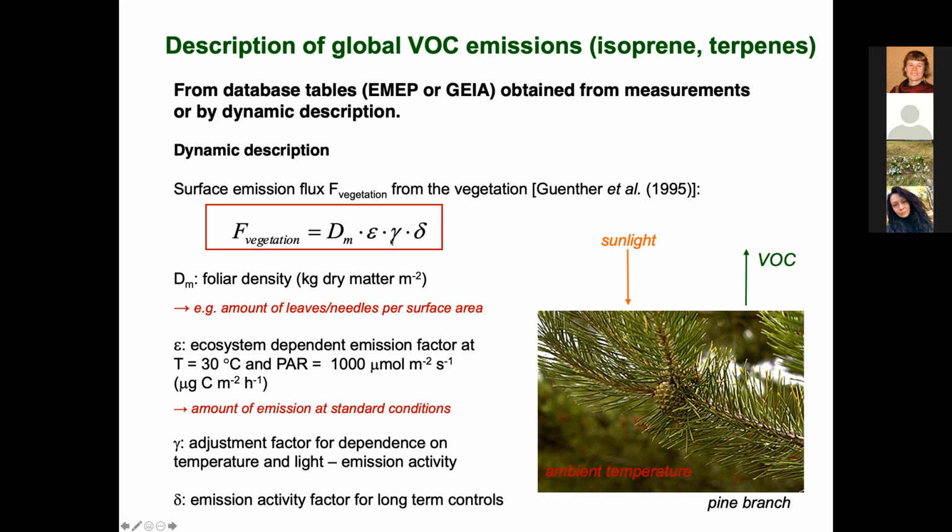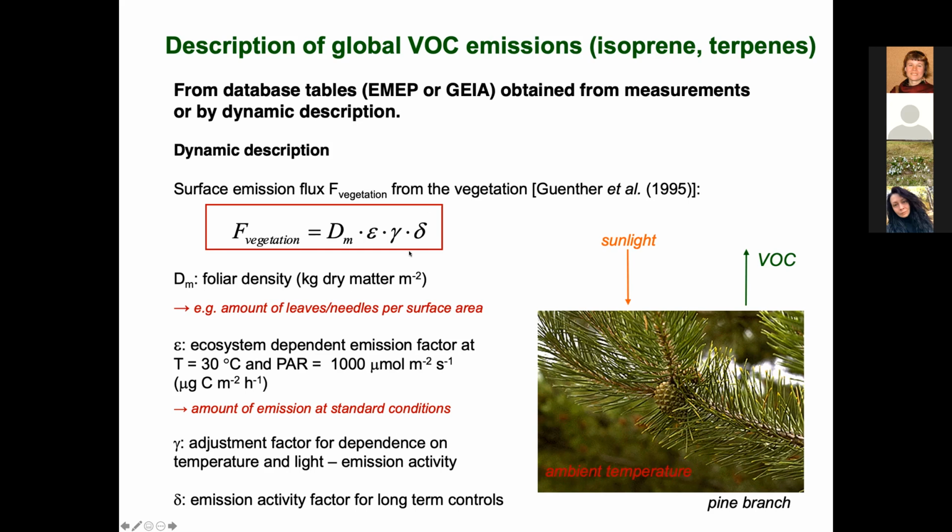The MEGAN code provides you only this number, gamma, which is just an adjustment factor for the dependence on temperature and light emission activities. The interesting thing is that the MEGAN code is a couple of thousand lines, and it calculates a couple of thousand lines of code just to produce one number between 0 and 1, because this tells you how active the tree is at the moment with this temperature. You need to calculate the temperature at the top of the needle and at the bottom of the needle. That's the reason why it is so computationally expensive.